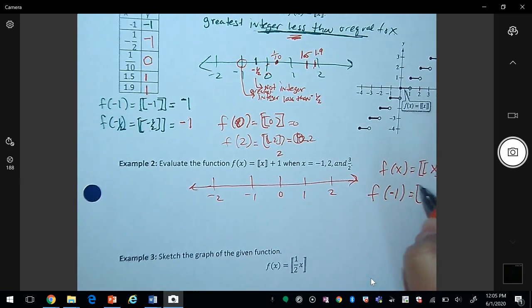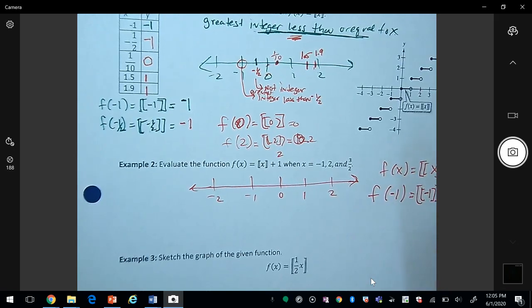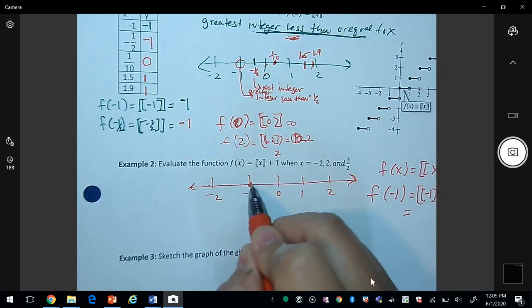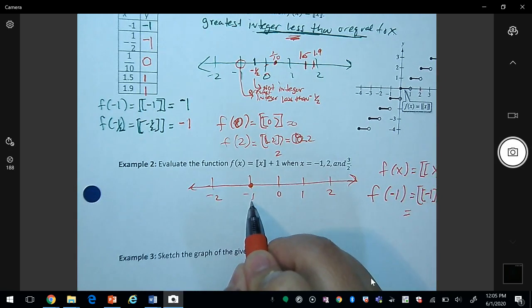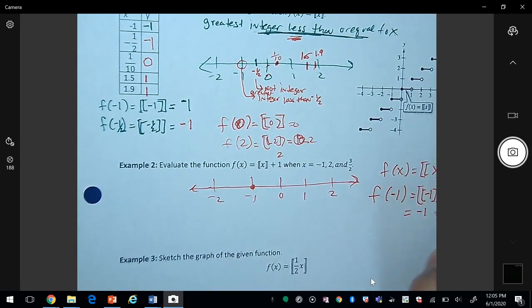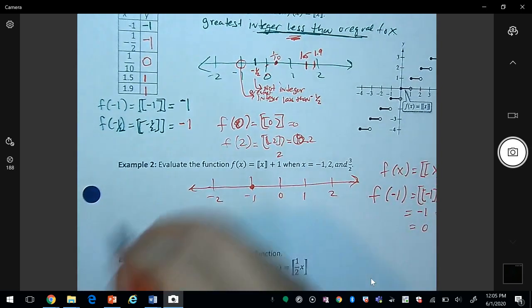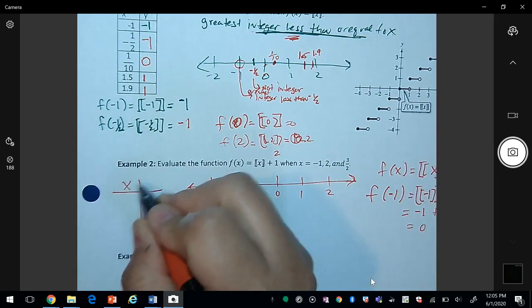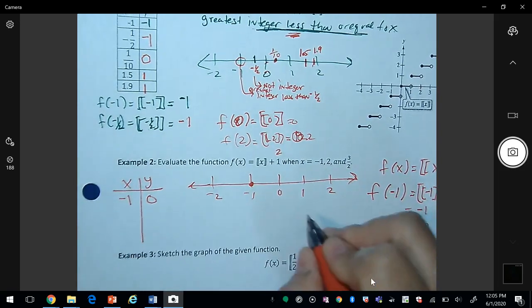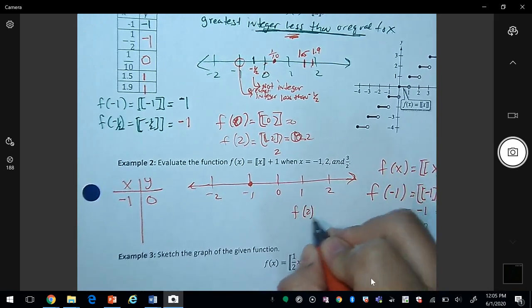So we have -1 plus 1. Where -1 is right here, and you can see that it is already equal to the greatest integer. So that comes out as -1 plus 1, which is 0. So I'm going to make a little table here and just plug in: when x is -1, we get y equals 0.